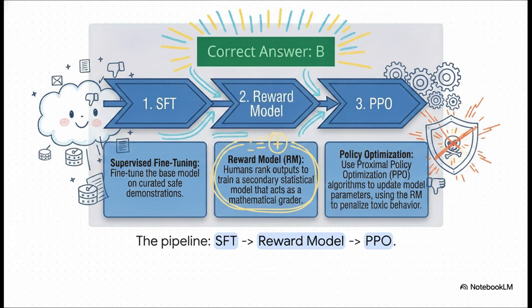Step 1 is supervised fine-tuning, which trains the base model on safe demonstrations. Step 2 requires humans to rank outputs to train a mathematical grader, known as the reward model. Finally, Step 3 uses proximal policy optimization to update parameters and actively penalize that toxic behavior.